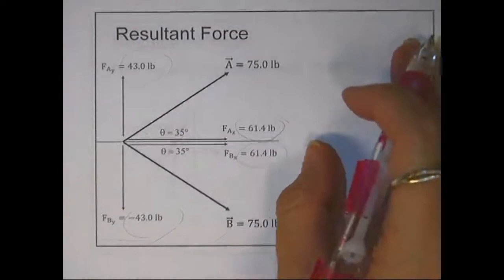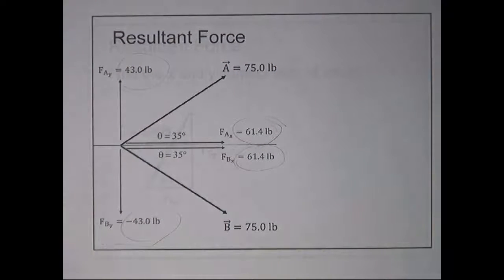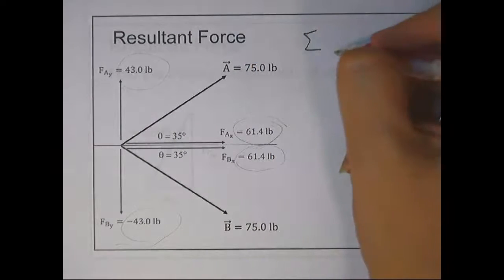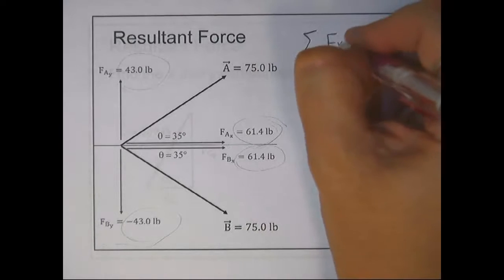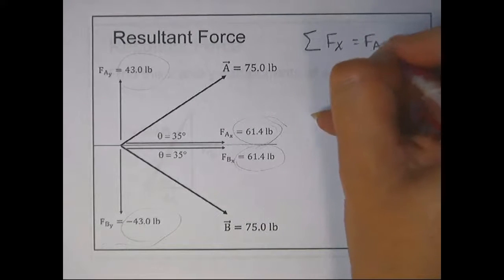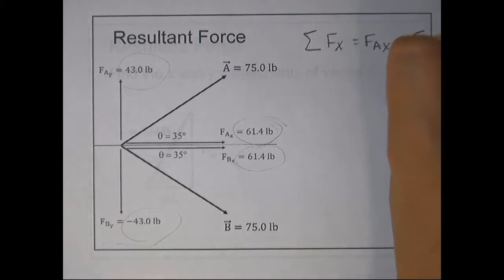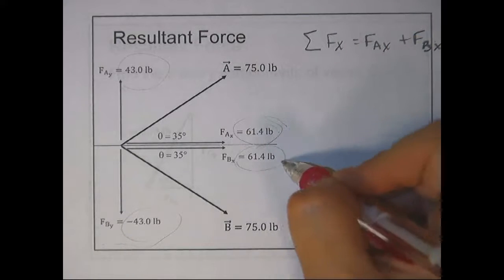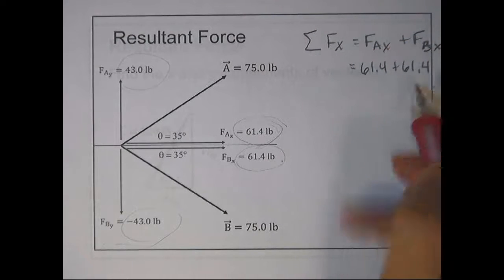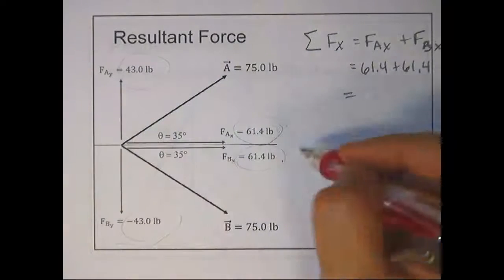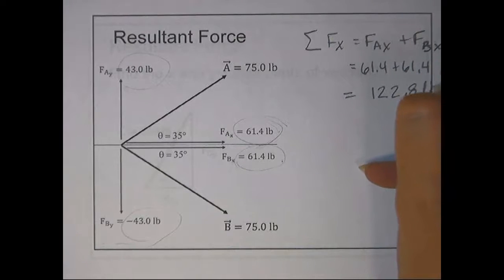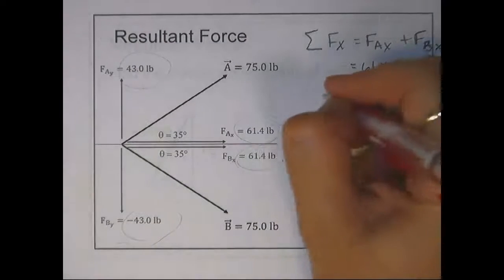Now what I really want to know is what is the resultant force? And the word resultant, remember, means when I add up the forces. So what I need to do is sum, that's a sigma, the forces in the x direction. What's going in the x direction? Well, I have FAx plus FBx. This one plus this one. When I add those together, I get that my answer is going this way, 122.8 pounds in the x direction.